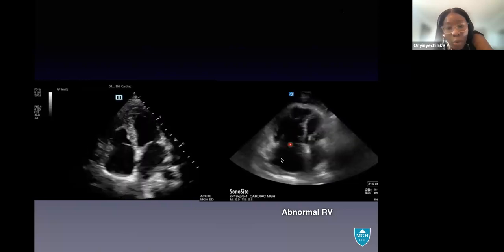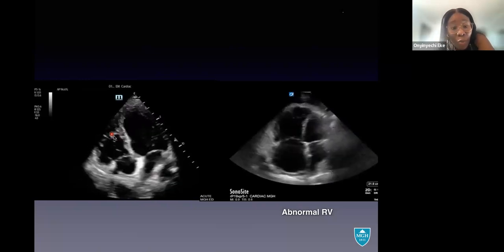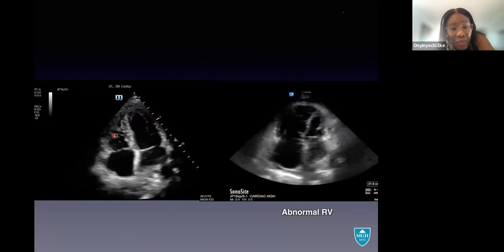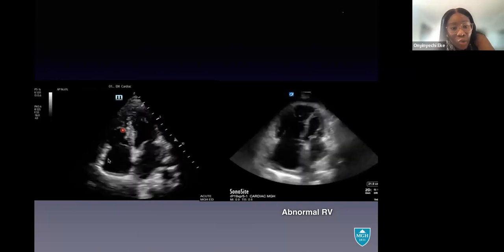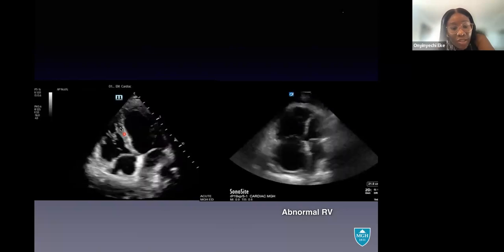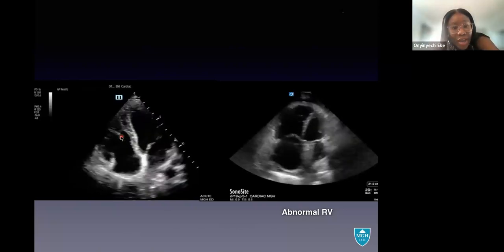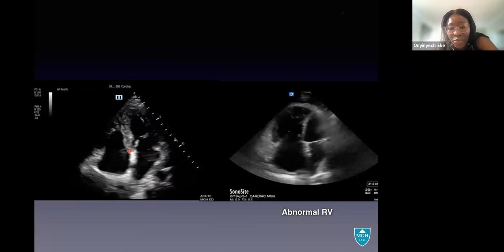So this is abnormal. This is normal, and we know that this is the right side again because we see the moderator band here. We're actually able to appreciate squeeze, and we see the squeeze is more up and then down, and we see the tricuspid valve is apically displaced. Great job.